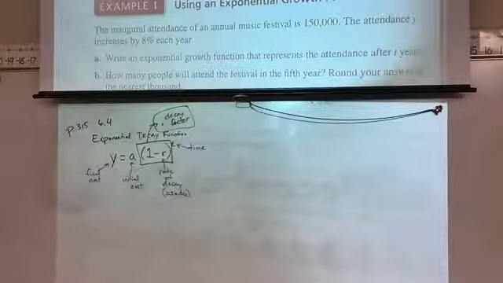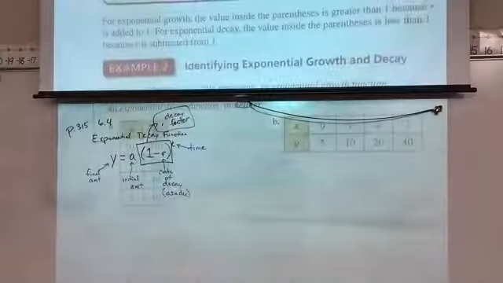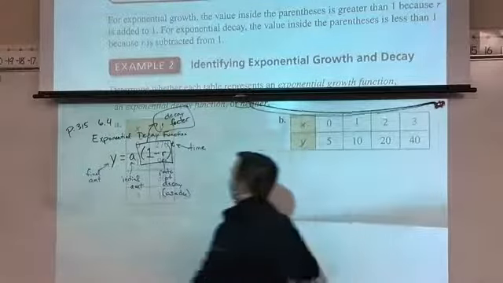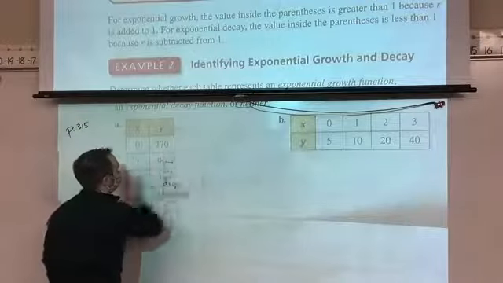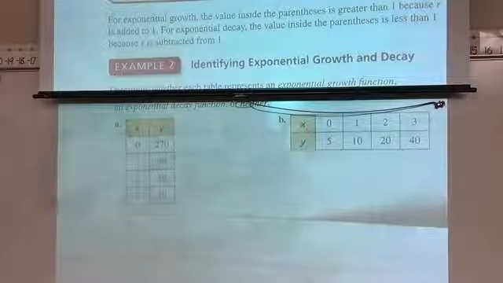What we are going to see is they're going to take this growth versus decay thing, and we should be able to identify whether something is a growth or a decay based on a table and based on just the equation. So those are the two things we're looking at right now. And they're not overly difficult at all. Once we know what we're looking for, this should be no issue. So if we look at these two tables, think to yourself, which one of these is growth and which one of these is decay?